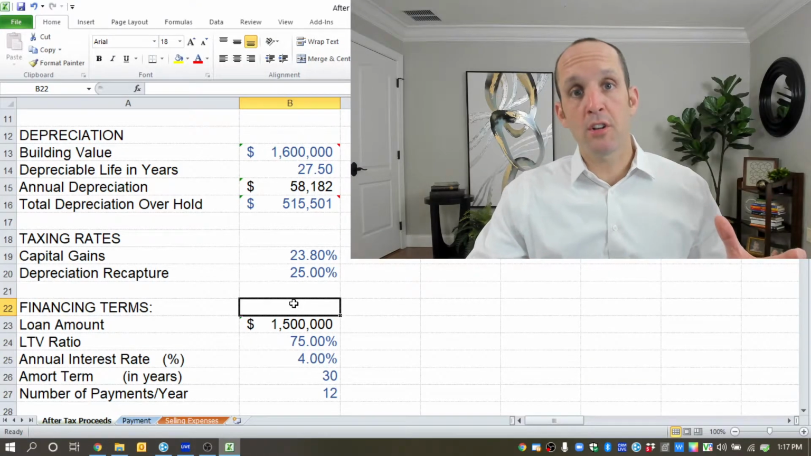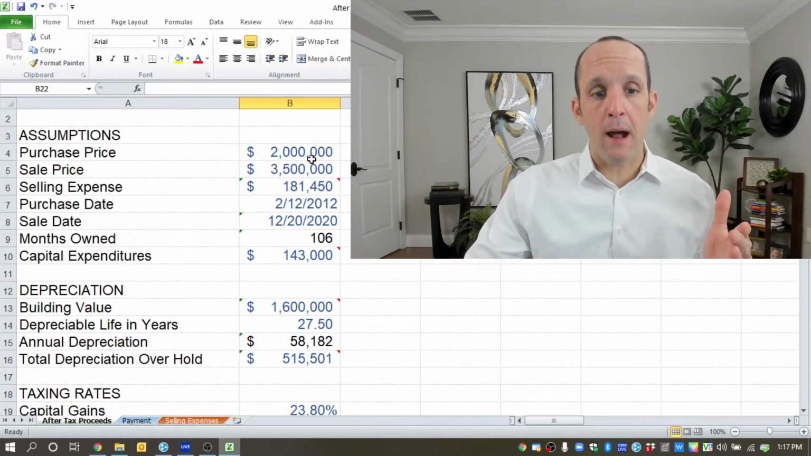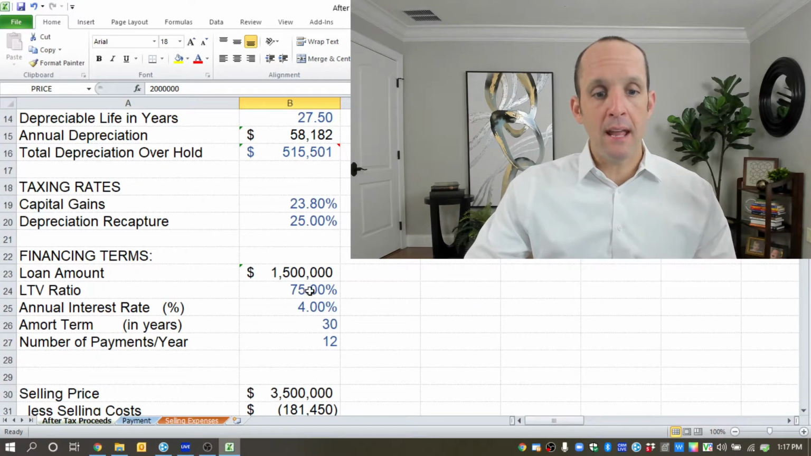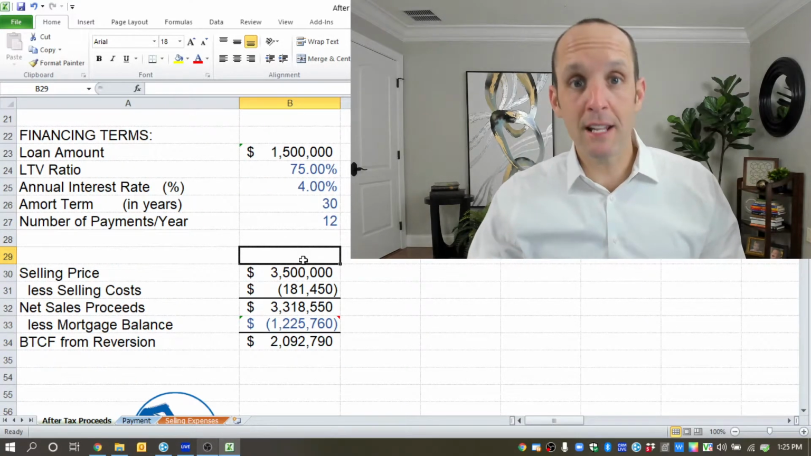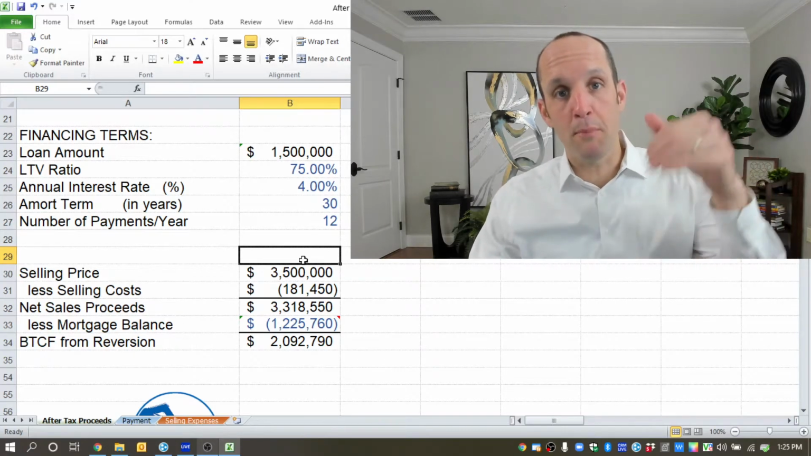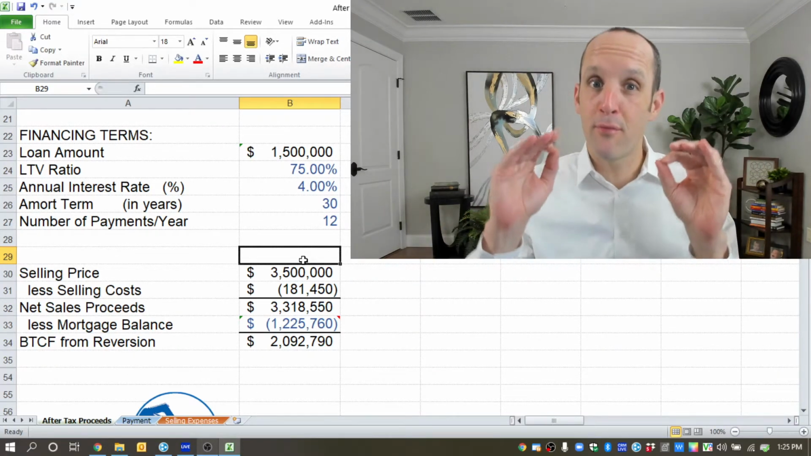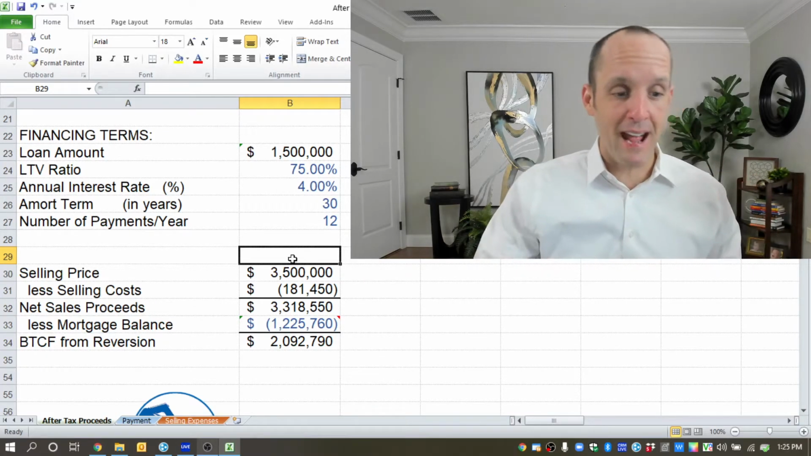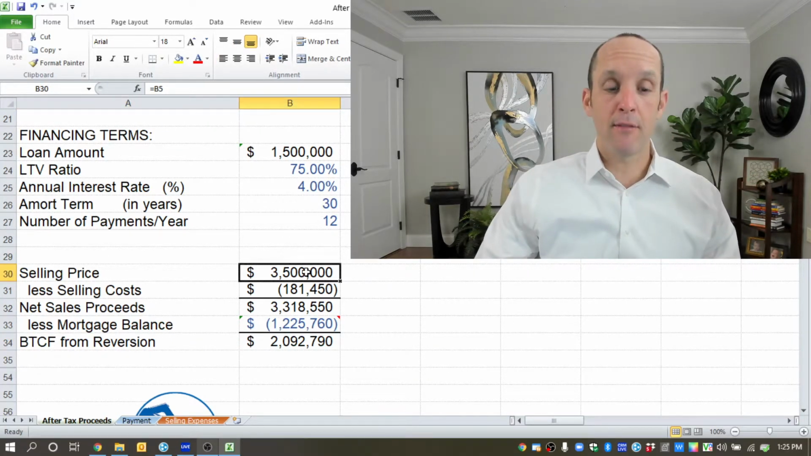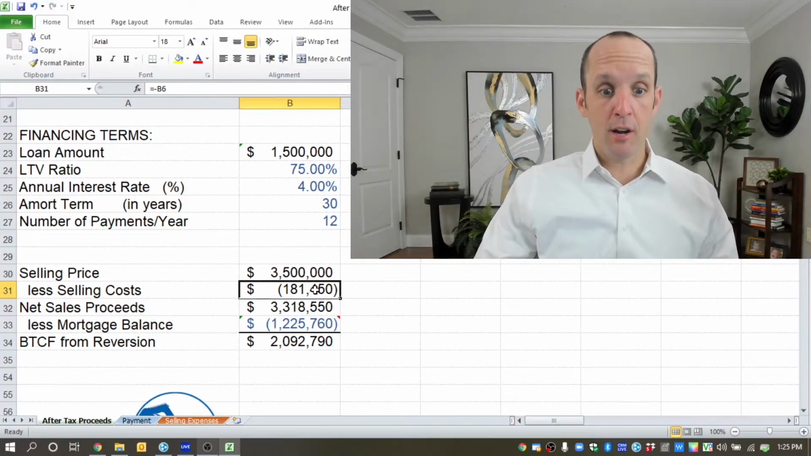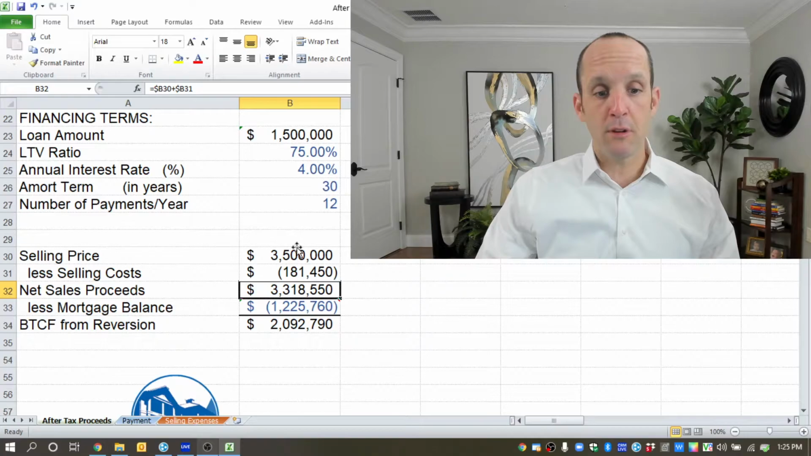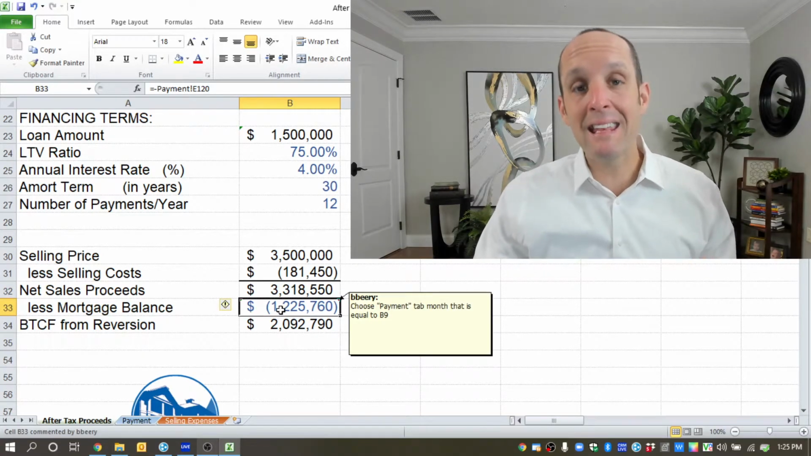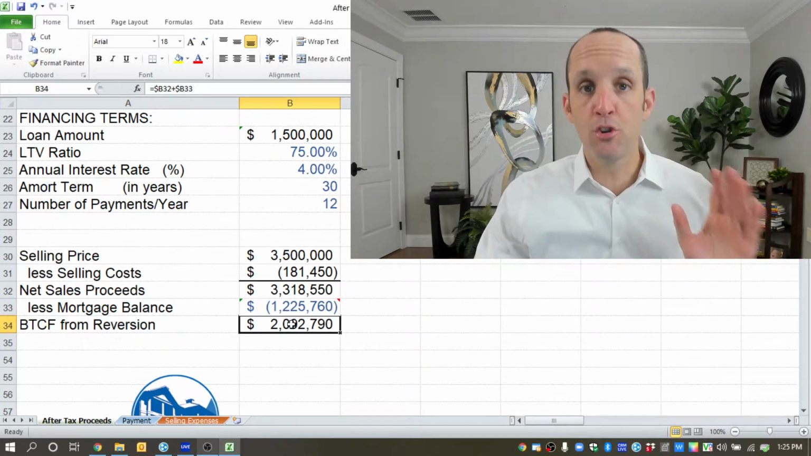And the last part of our scenario assumes that when we bought the property for $2 million, we put a 75% loan to value on the property at a 4% interest rate and a 30-year amortization. So the first thing to figure out is the amount of money you're going to put in your pocket from the closing, but before you pay taxes, which is the before tax cash flow from reversion. So you have a $3.5 million sale price, the $181,000 in closing costs up here. So now you got $3.3 million minus your ending loan balance equals $2.1 million.